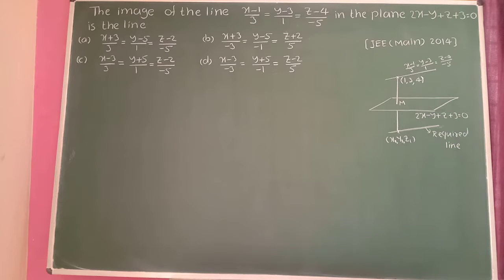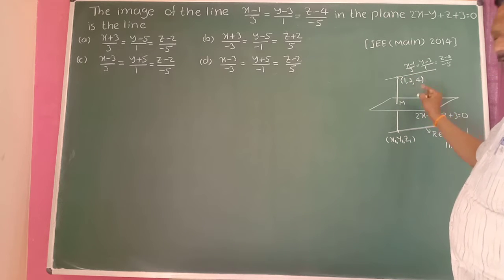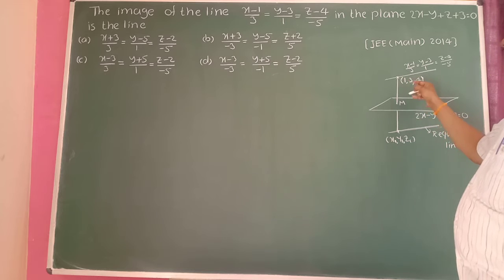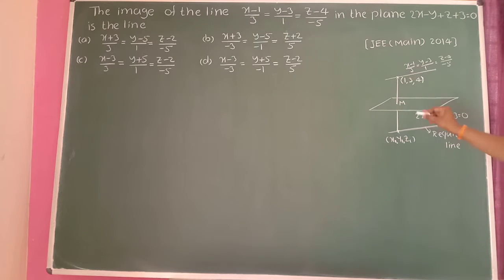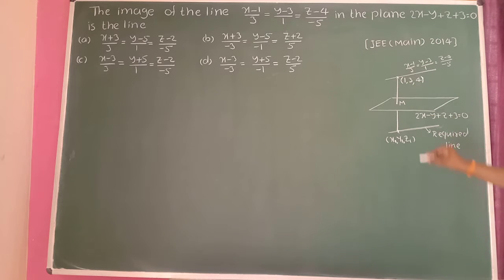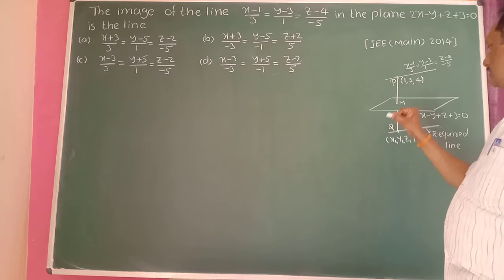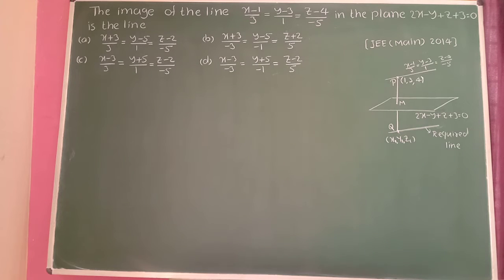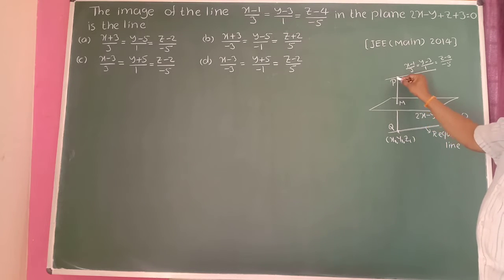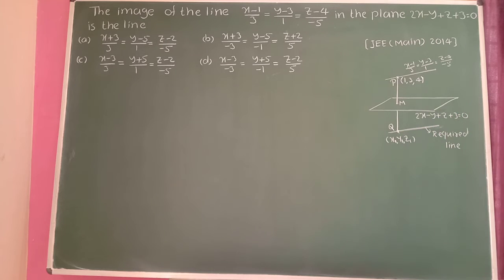Obviously, consider this point as (x1, y1, z1). It is the image of the point (1, 3, 4). Then M is the midpoint of these two. Consider this point as P, and this is Q, a point Q on the required line. And M is the midpoint of PQ. If the midpoint lies on the plane, then which is the correct option.